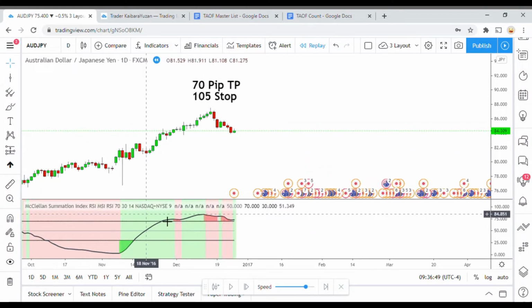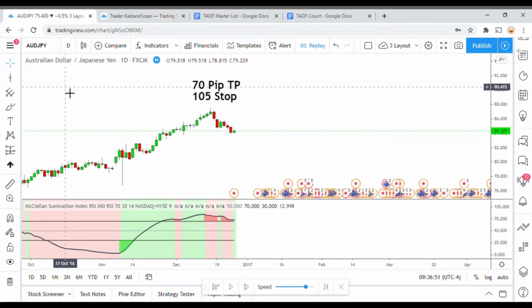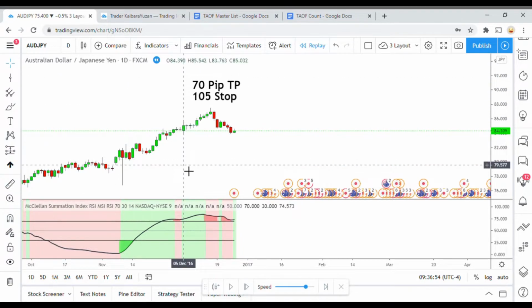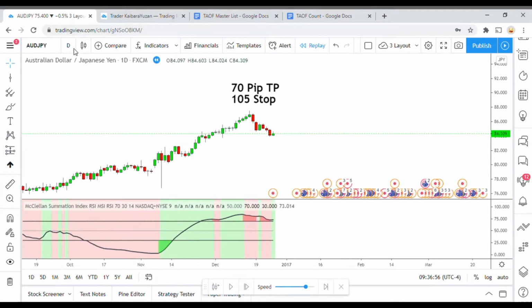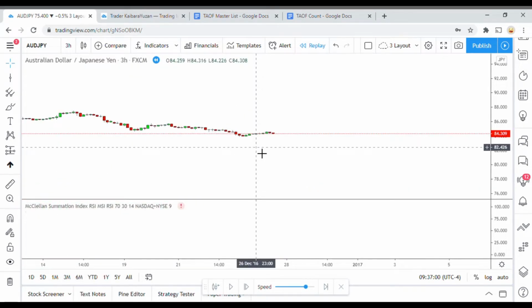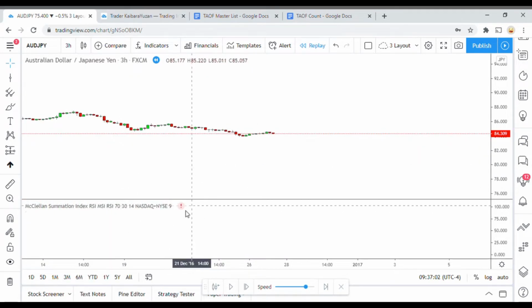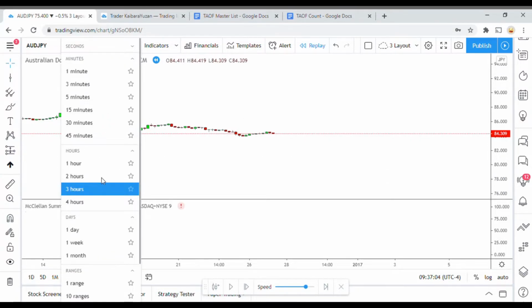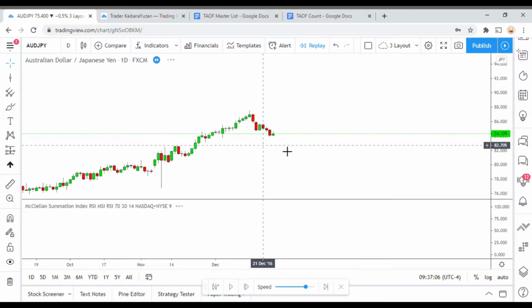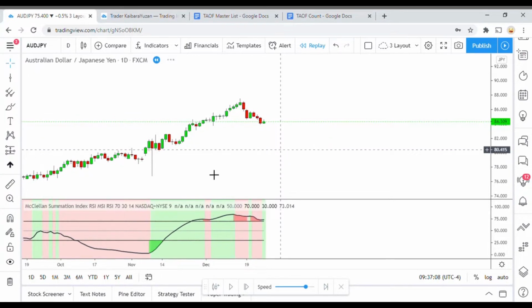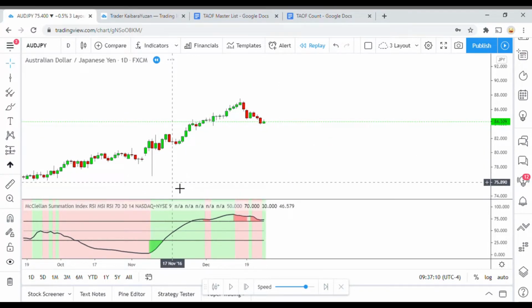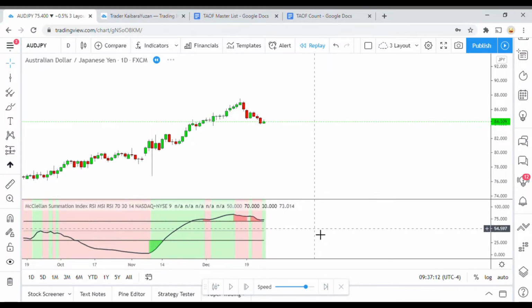Now, also keep in mind that I don't believe this will work on any lower time frame than the 1 day. I believe that if we were to go to a 3-hour, yes, that is correct. I found that out as well. It only works off of the 1 day chart. So keep that in mind as well.